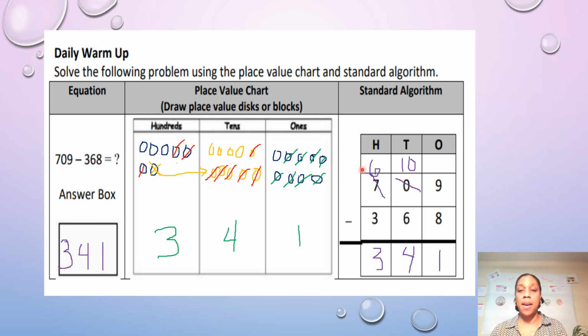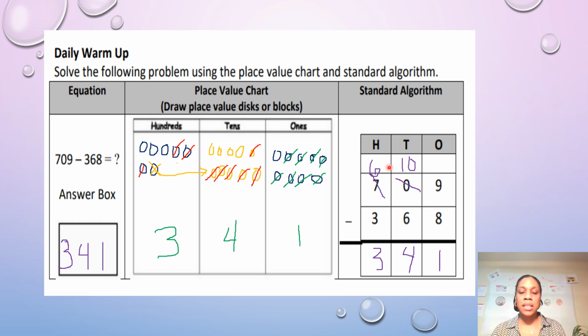All right, so now when we have the number 709 minus 368, 9 minus 8 equals 1. 0 minus 6 I couldn't do. So I had to go to my hundreds house and unbundle 100. That left 600. When I unbundled the 100, I made 10 tens. 10 tens minus 6 tens is 4 tens.